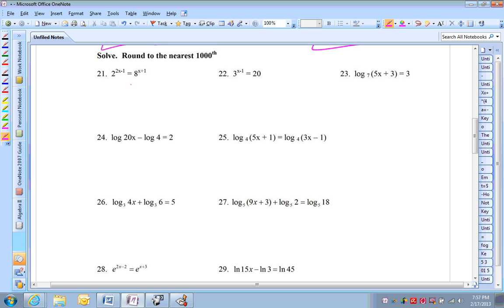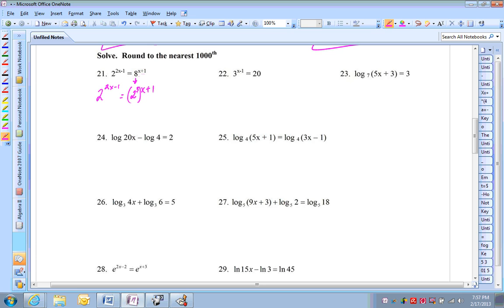And here we have 2 raised to the 2x minus 1 equals 8 raised to the x plus 1. If you have exponentials on each side, you have to make the bases match. So we have to rewrite this 8 somehow with a base of 2. And we know that 8 is 2 raised to the third. So that's what we're going to do first, is rewrite 8 as 2 raised to the third power.